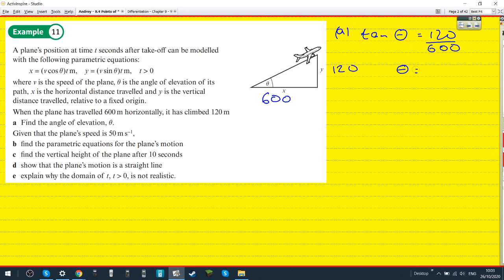And then that will be, I got like 11.3. Okay. 11.3 degrees. B.